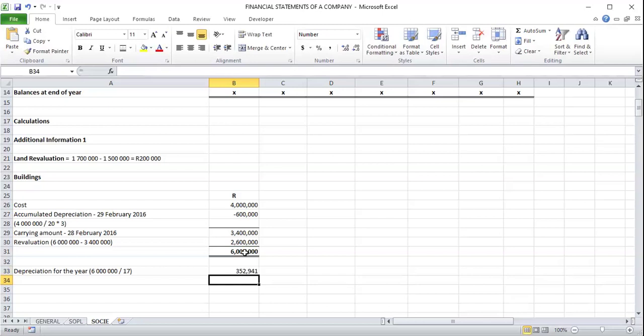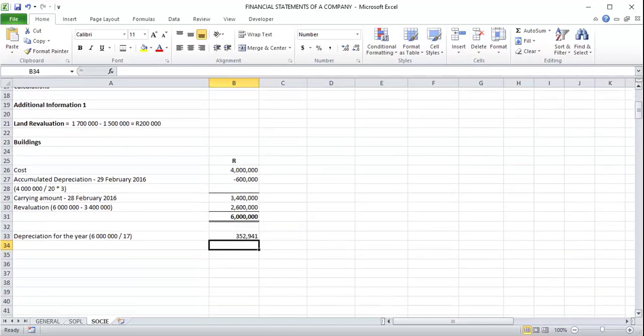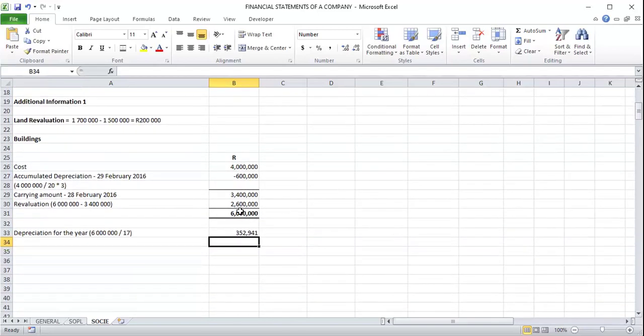I repeat, whenever a building is revalued for the current financial year, we will no longer calculate our depreciation based on the original cost price. It will now be based on the revalued amount. And we will no longer use the original useful life. We will now use the remaining useful life, taking away the years that have already passed. Right. Any questions there? So that means when we do our profit or loss, we should add this to operating expenses. And when we do our statement of changes in equity, we would add our revaluation.